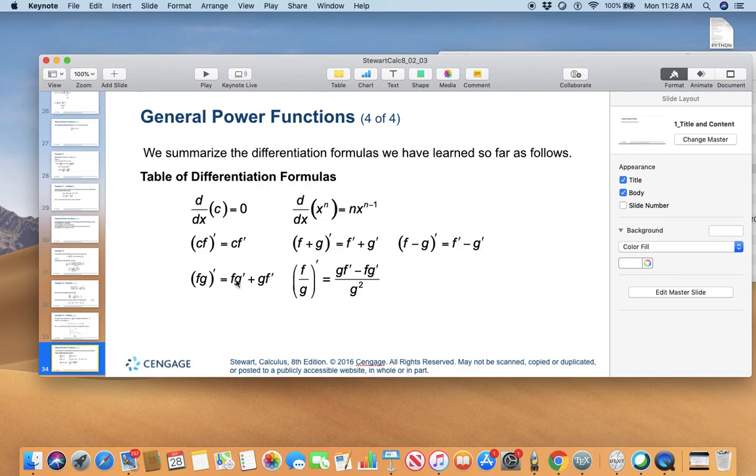Product rule: you go through first as it is, times the derivative of the second, plus second as it is, times the derivative of the first. So you're going through each piece. Quotient rule: denominator squared, times derivative of the top, bottom as it is, minus numerator as it is, times the derivative of the bottom.